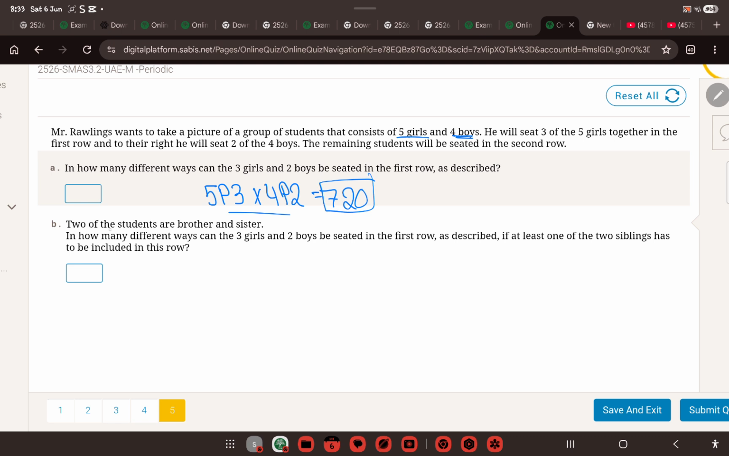Now it says 2 of the students are brother and sister. In how many different ways can the 3 girls and 2 boys be seated in the first row as described if at least one of the 2 siblings has to be included in this row? I don't know if this is possible directly, but if it was, it would take a long time, so it's easier to find the complement, which is the total minus none of them in the first row.